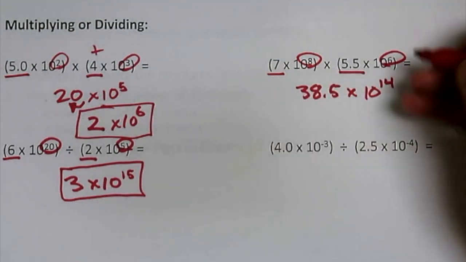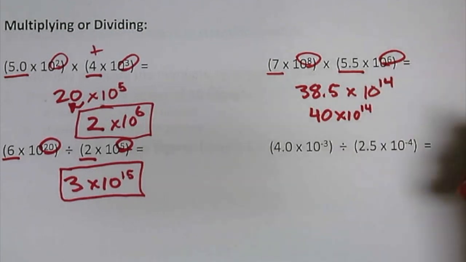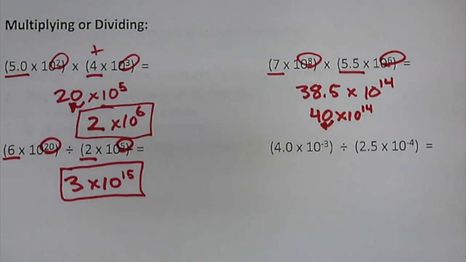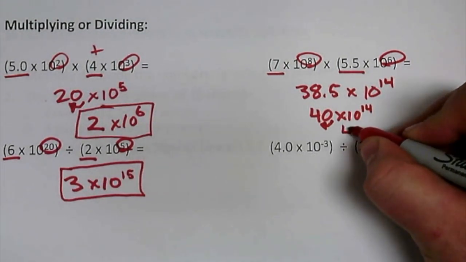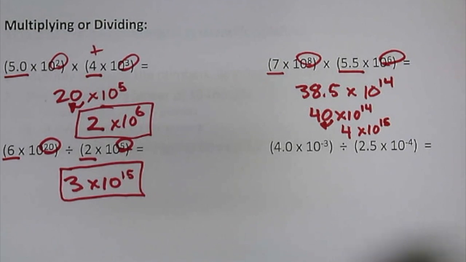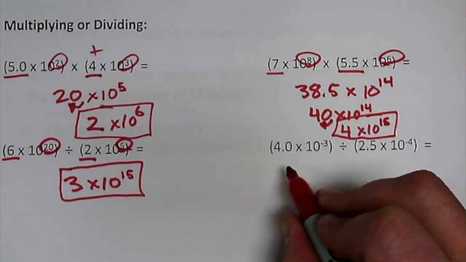so my answer only has 1, which gives me 40 times 10 to the power of 14, which I'm going to move the decimal place over by 1, so it's between 1 and 10 again. So that gives me 4 times 10 to the power, and since I moved it over by 1, 15. Okay, final answer. Now the division problem.